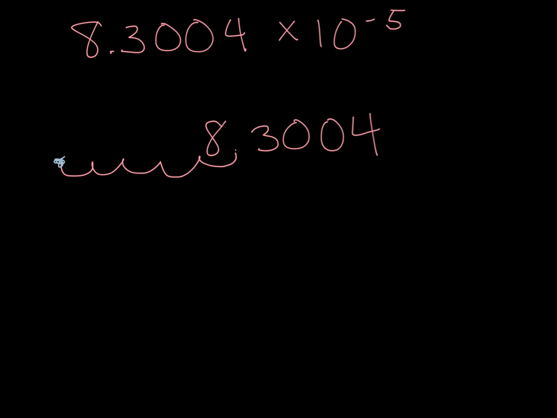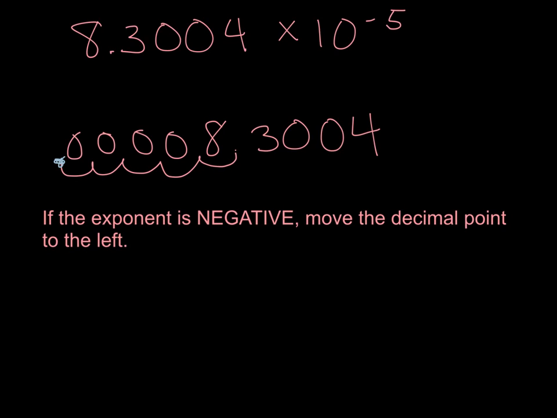Then we're going to fill in our bounces with zeros. So here's our number in standard notation, 0.000083004. Let's write that rule down. If the exponent is negative, move the decimal point to the left.